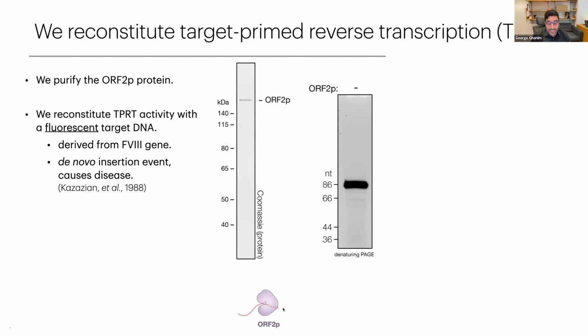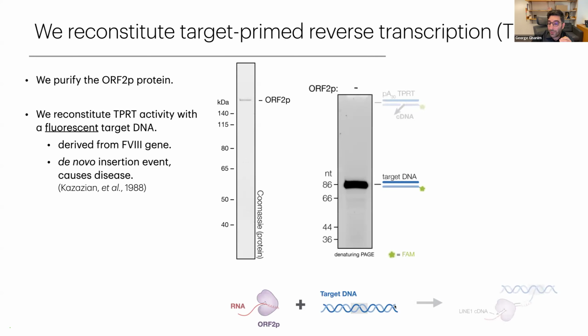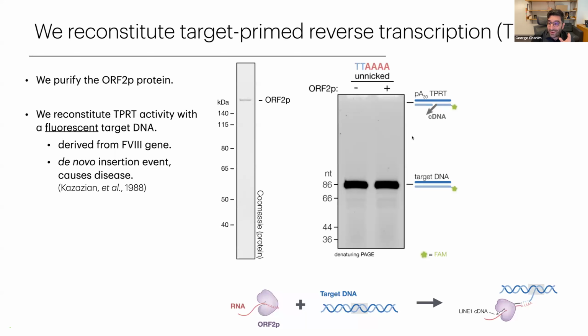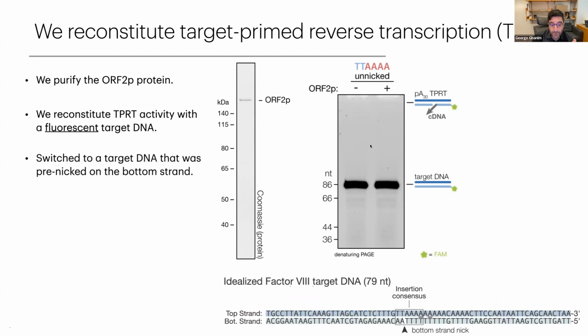Now, in these assays, we give ORF2P an RNA, we give it a target DNA, and then we look for it to reverse transcribe the RNA into the target DNA, and that would result in these slower mobility species up here. And when we do this with an unnicked target DNA, with that consensus sequence that ORF2P likes to target, we can barely see activity. So we instead switched to a target DNA that was pre-nicked on the bottom strand.